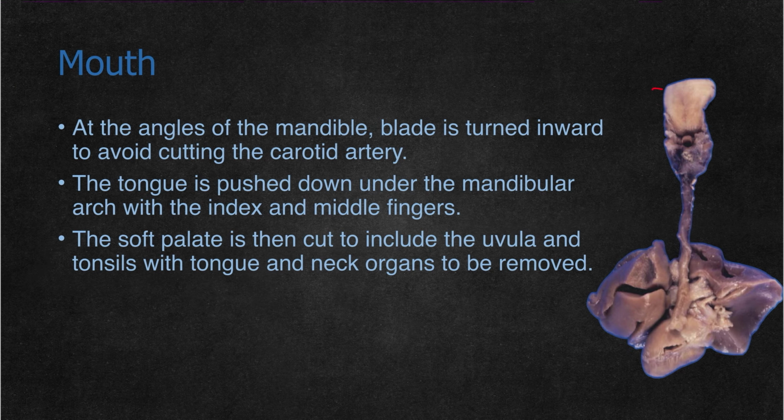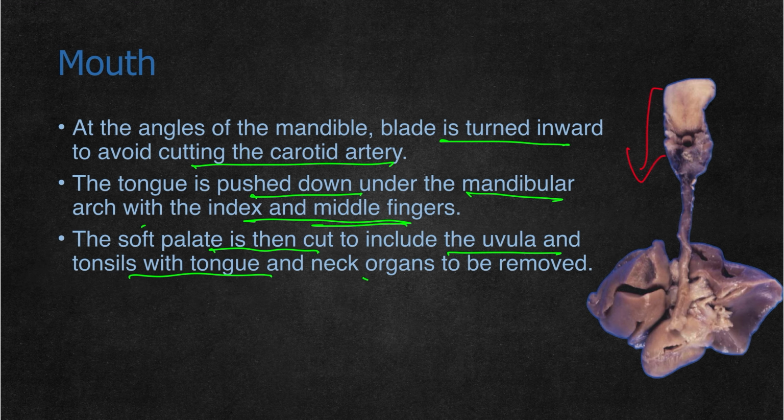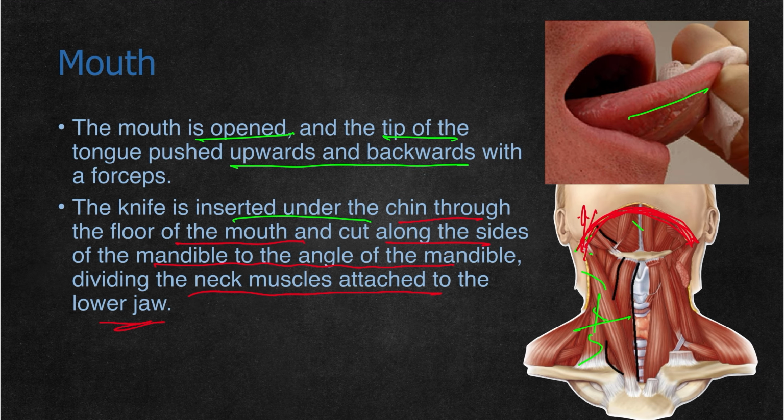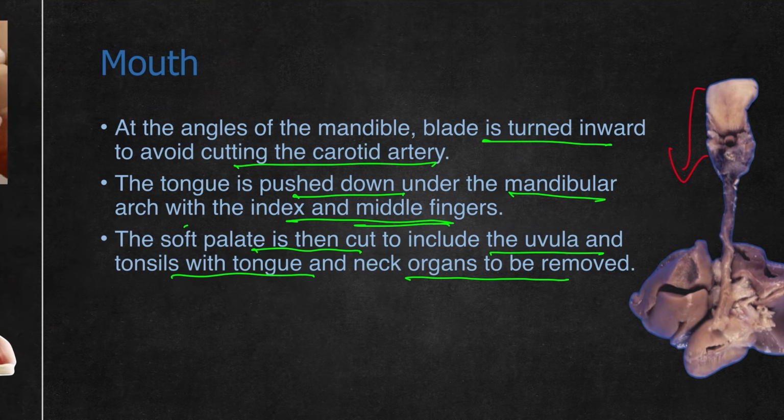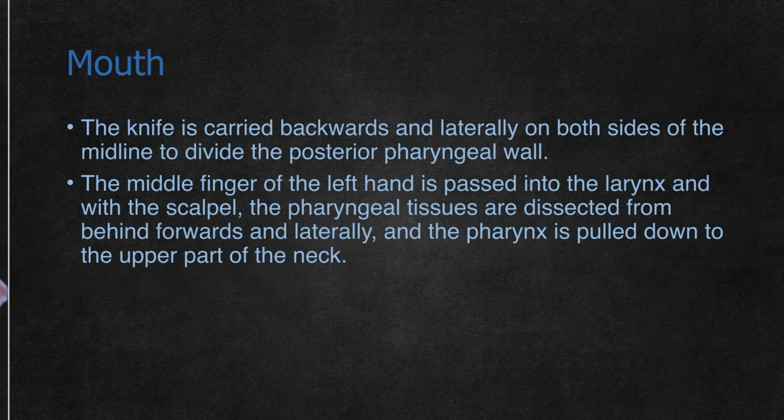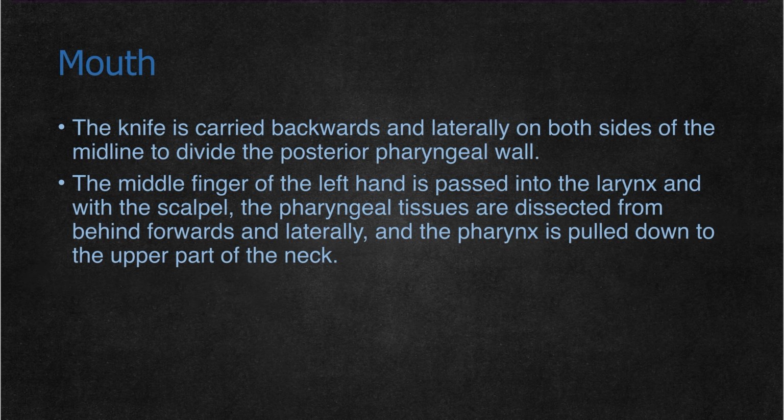Then the tongue is pulled outside from below. Then at the angle of the mandible, the blade is turned inward to avoid cutting the carotid artery. The tongue is pushed down under the mandibular arch with the index and middle finger. The soft palate is cut to include the uvula, tonsils, and tongue, and the neck organs are removed. So the tongue is pulled from the mandible once it is dissected out, along with the soft palate. The knife is carried backwards and laterally on both sides of the midline to divide the posterior pharyngeal wall.